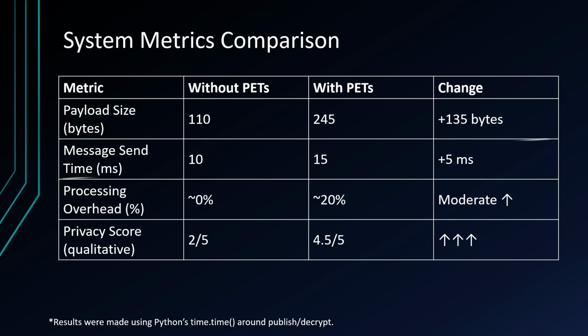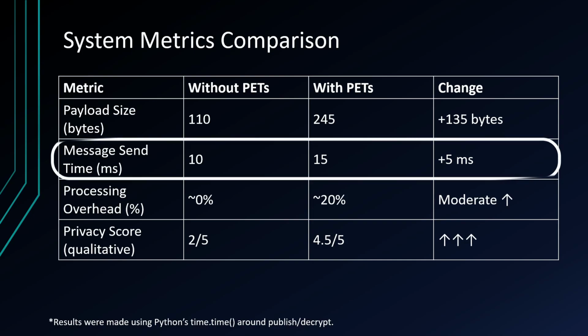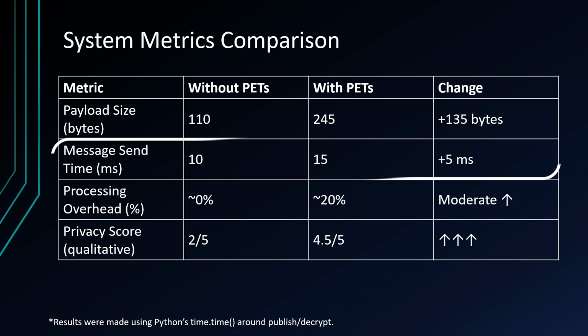Coming towards the message send time, without using PETs, the message gets sent in 10 milliseconds on average, which is pretty fast. After implementing PETs, we get a delay of 5 milliseconds, so it takes around 15 milliseconds on average, because it takes time to encrypt the message and apply hash functions and send it to the subscriber, and the subscriber in turn has to decrypt the message. So there is 5 milliseconds of workload involved in the message send time.